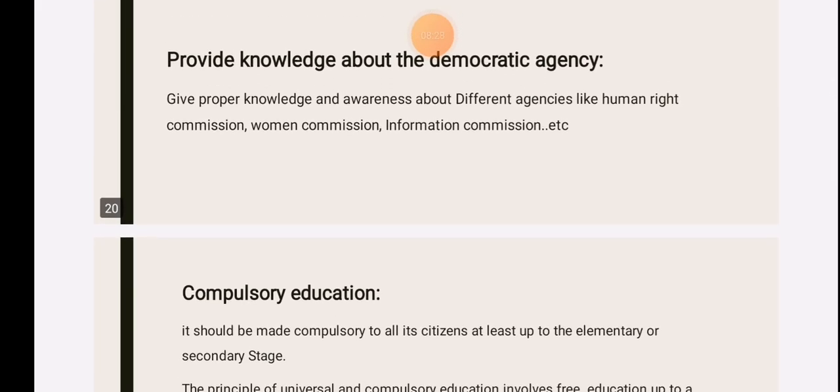Then provide knowledge about democratic agencies. Give proper knowledge and awareness about different agencies like the Human Rights Commission, Women Commission, and Information Commission. Our constitution provides a lot of institutions for protecting our rights. So we should give some knowledge and basic awareness about these to students.